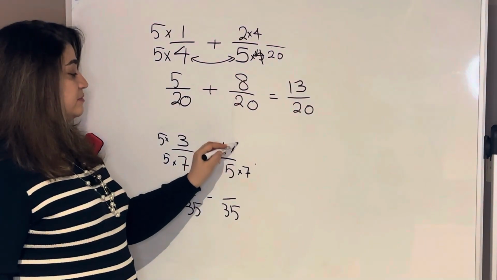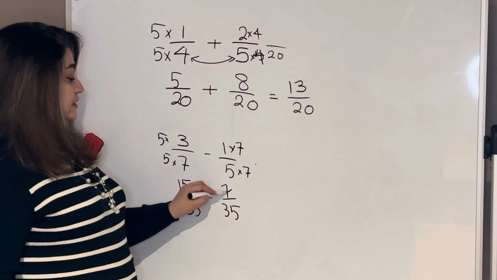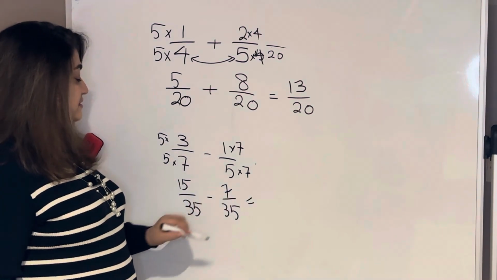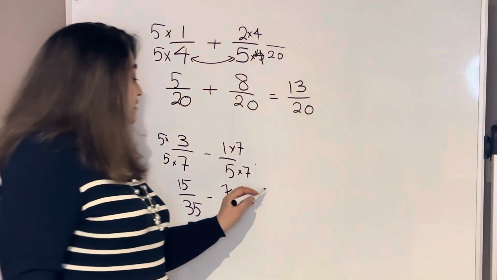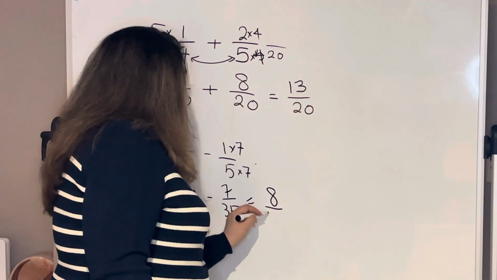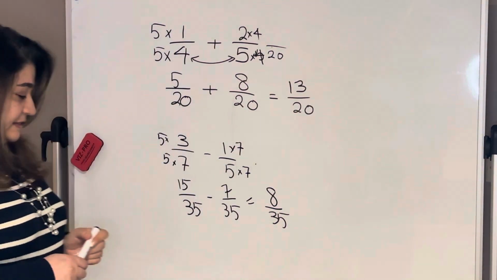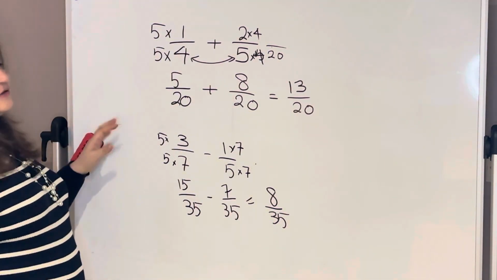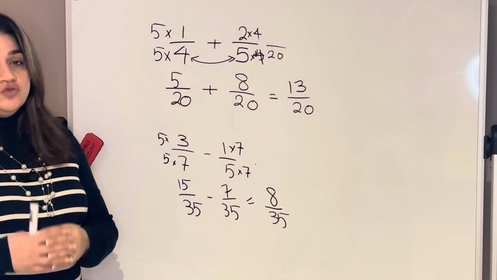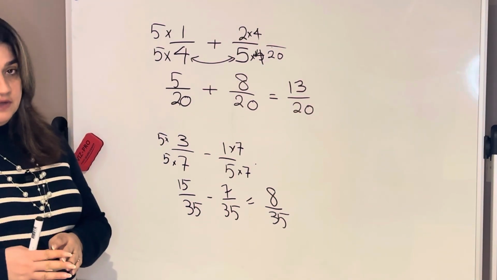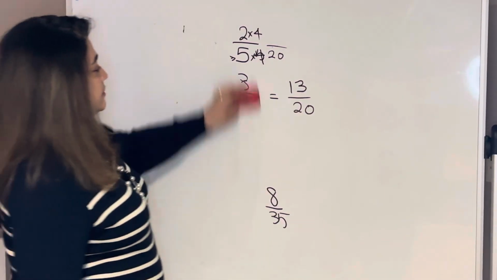And then 5 times 7 is 35. So 1 times 7 is 7. So what is the answer? 15 take away 7 is 8 out of 35. So this is the method for add or take away. For add and for take away, you need to have the same denominator. Okay, so how can we do times?